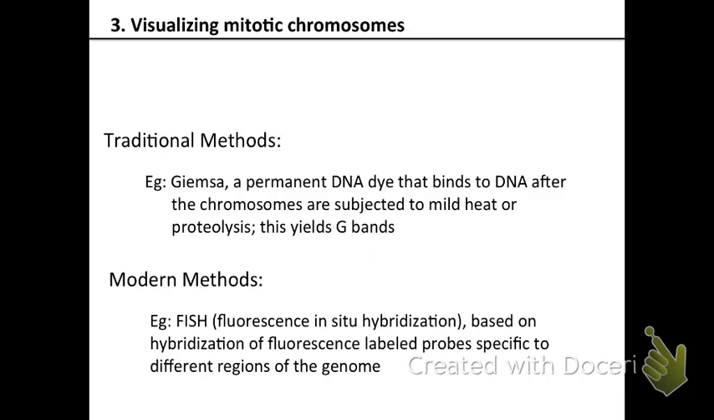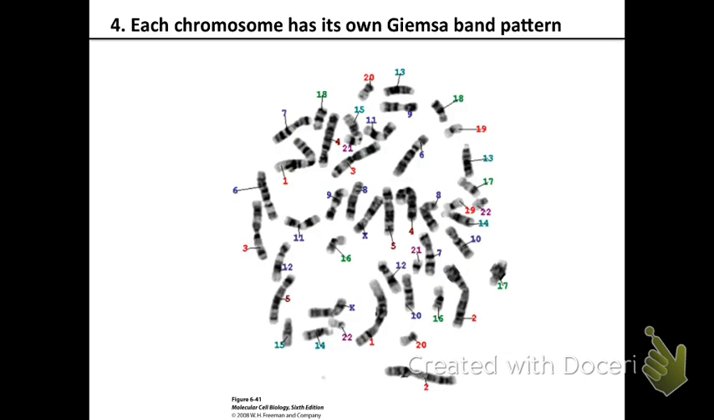So for many years, scientists have been visualizing mitotic chromosomes, and there are some traditional methods that use dyes to stain the DNA and look at it under the microscope. One example is Giemsa, a permanent dye that binds to DNA after you subject the chromosomes to heat or proteolysis and yields some bands. And then there are more modern methods called FISH, fluorescence in situ hybridization, and we're going to talk about that next. So this is a Giemsa staining pattern of human chromosomes.